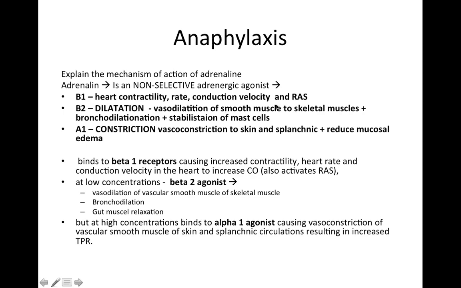So you get vasodilation of smooth muscles. You get bronchodilation. You stabilize the mast cells. This is just an extra one that you should also remember: B2 causes mast cell stabilization. And alpha 1 is constriction, vasoconstriction of the spleen and splanchnic vessels, to reduce the mucosal edema. Just remember, alpha 2 is not here. Alpha 2 is a receptor on presynaptic neurons.